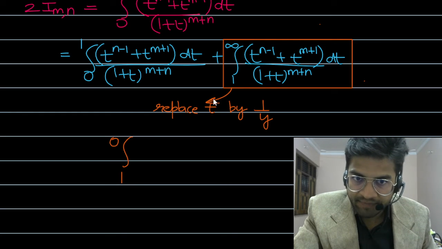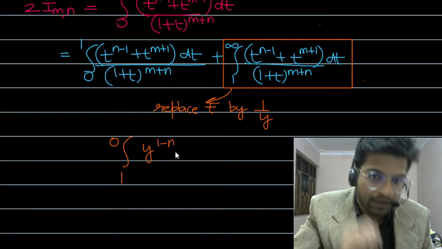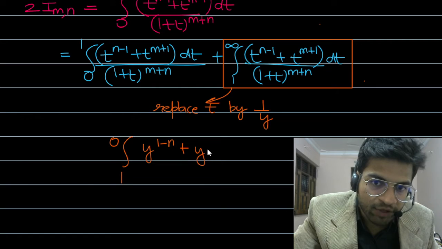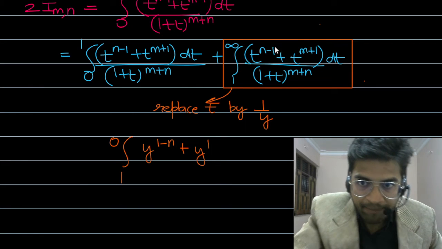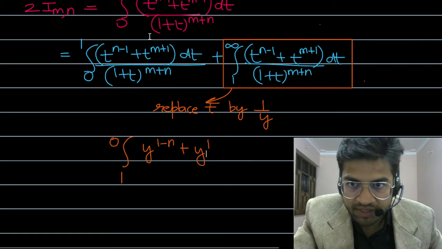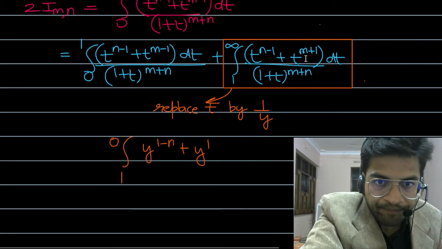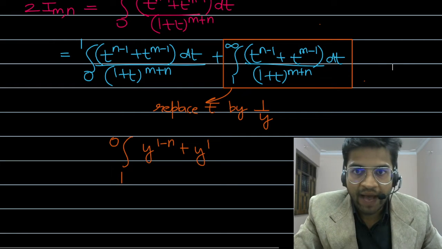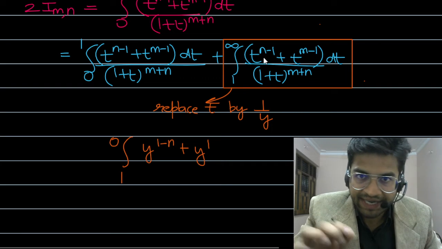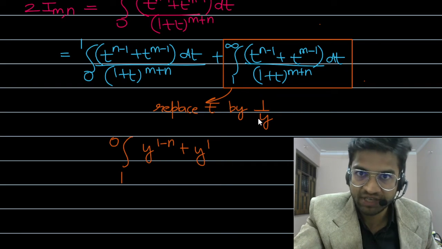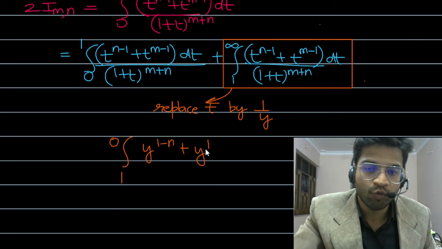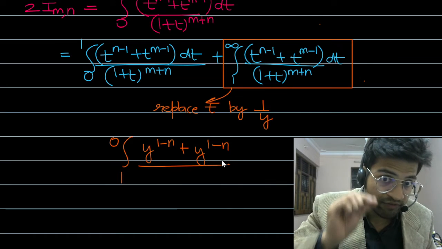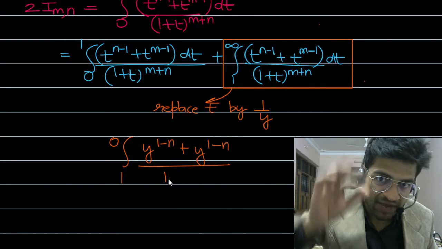t to the power n minus 1 will be y to the power 1 minus n, plus t to the power m minus 1, and that will be y to the power 1 minus m. I'm sorry, this should be m minus 1, not m plus 1. I hope you are getting this: t to the power n minus 1 will be y to the power 1 minus n, because we are replacing t by 1 by y. The second term is y to the power 1 minus m. Fine. In the denominator we will have 1 plus y by taking the LCM.